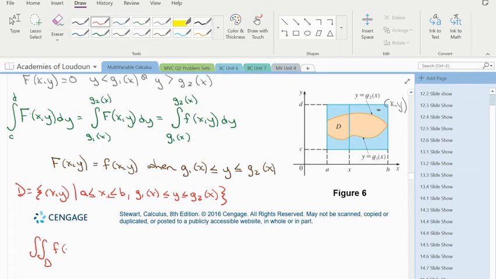over D of f(x, y) dA is equal to the integral from a to b and the integral from g sub 1 of x to g sub 2 of x of f(x, y) dy dx. And the integral on the right side of this equation is an iterated integral, except that in the inner integral, we regard x as being constant, not only in f(x, y), but also in the limits of integration, g sub 1 of x and g sub 2 of x.